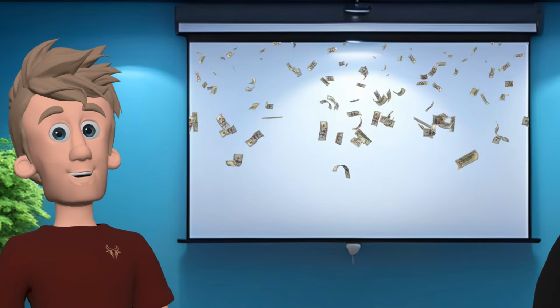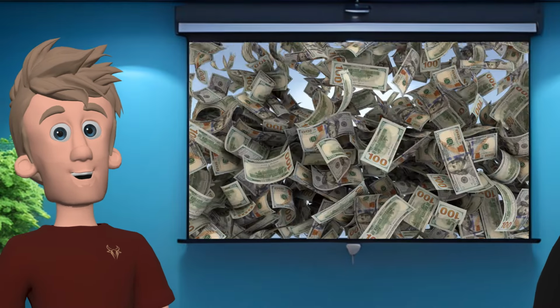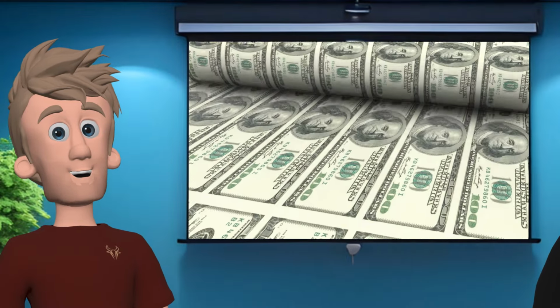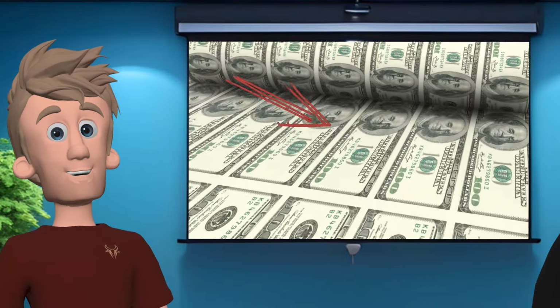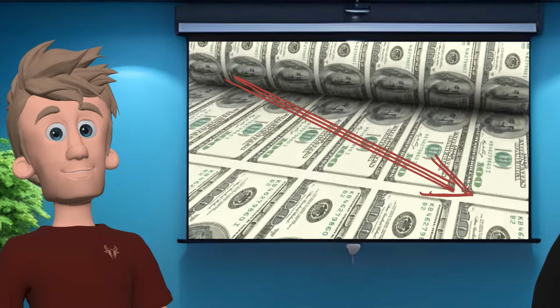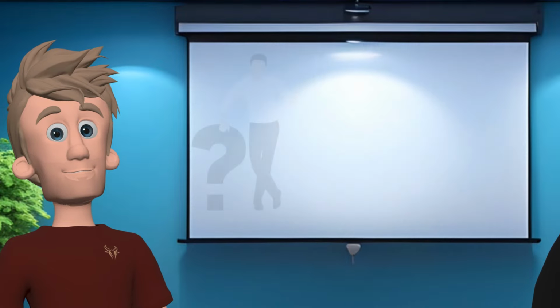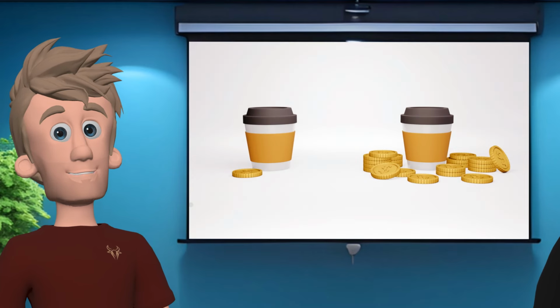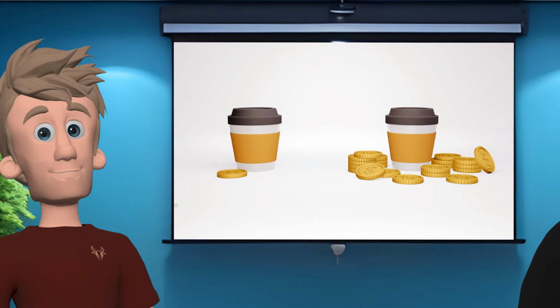An important type is monetary inflation, which is caused by an excessive amount of money in circulation. When the central bank prints too much money, its value decreases, leading to a rise in prices. Why would it do this? It is done to stimulate the economy, finance government spending, etc. However, all of this comes at the cost of increased inflation.